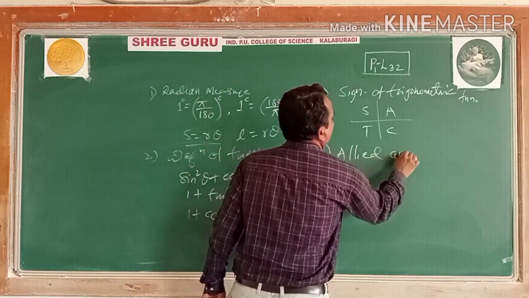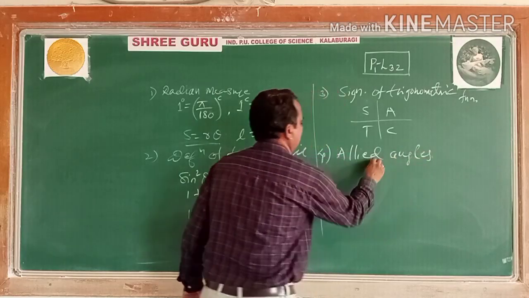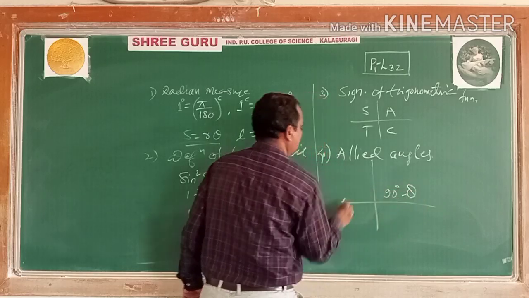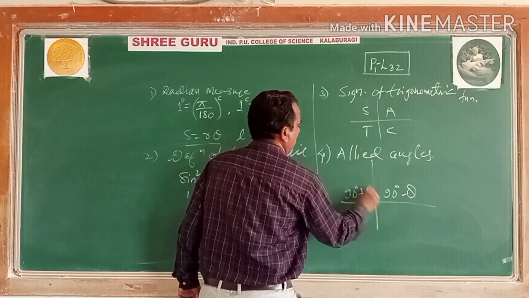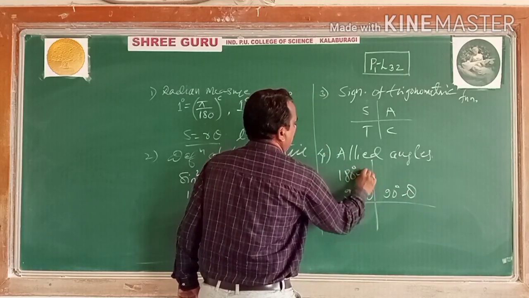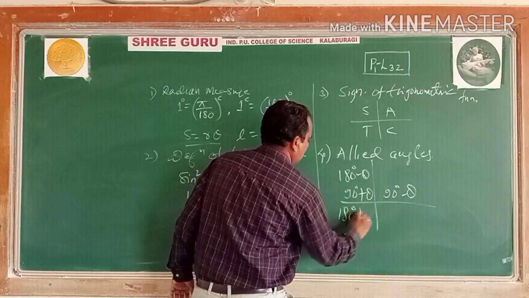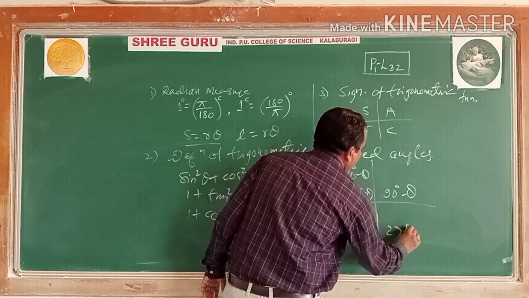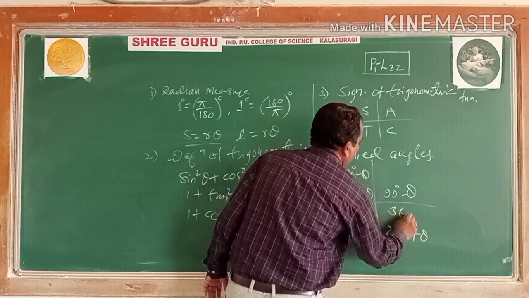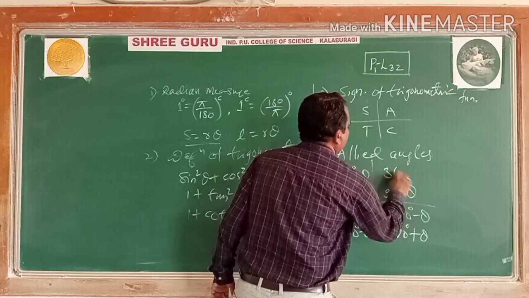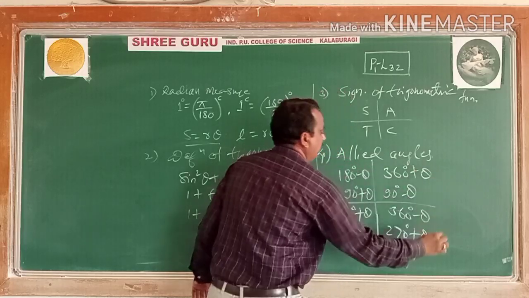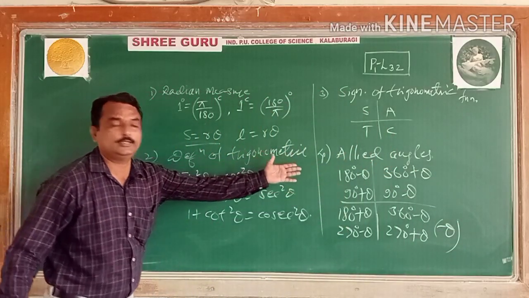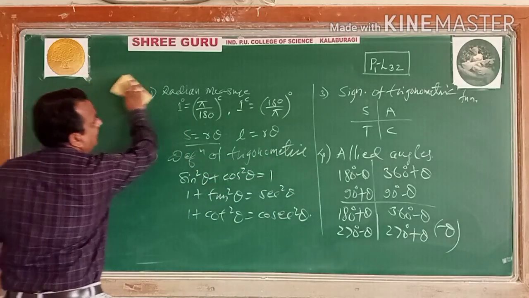Allied angles, there are 9 allied angles: 90 minus theta, 90 plus theta, 180 minus theta, 180 plus theta, 270 minus theta, 270 plus theta, 360 degree minus theta, 360 degree plus theta, and minus theta. So these 9 allied angles we have taken, and I have taken the allied angles in terms of radians.